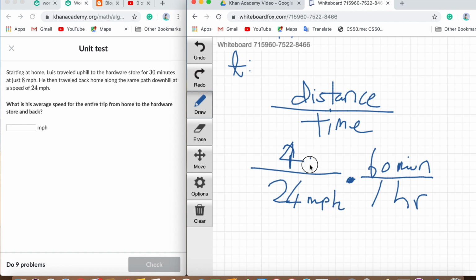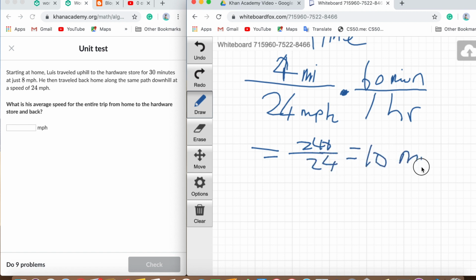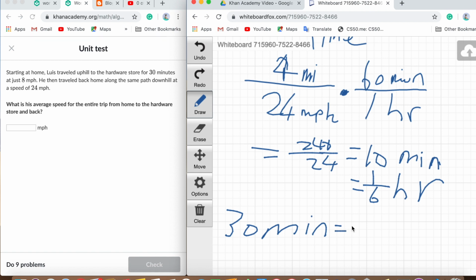You must write them in a form like this, because if you write in another form, like if you flip-flop these two, it's wrong. Okay, and then what we get is we solve this, which is 240 over 24, which gives us 10 minutes. And if you pay attention, actually, it's asked for miles per hour form. You can see here's a unit. So I must write in hour form, which is 1/6 of an hour. Same for 30 minutes. 30 minutes equals half an hour.